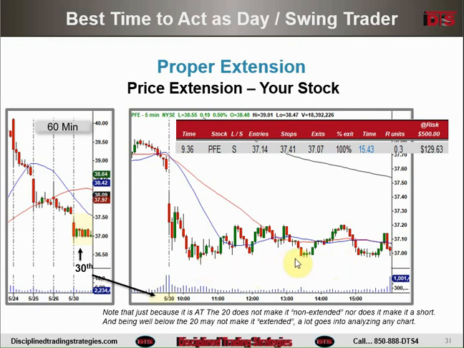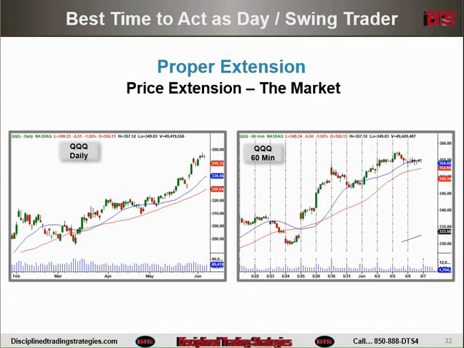When you short breakdowns, what happens to you half the time or more, even if you're good at breakdowns? You short the bottom of a base, and you're immediately underwater because it comes back to the top of the base, right?